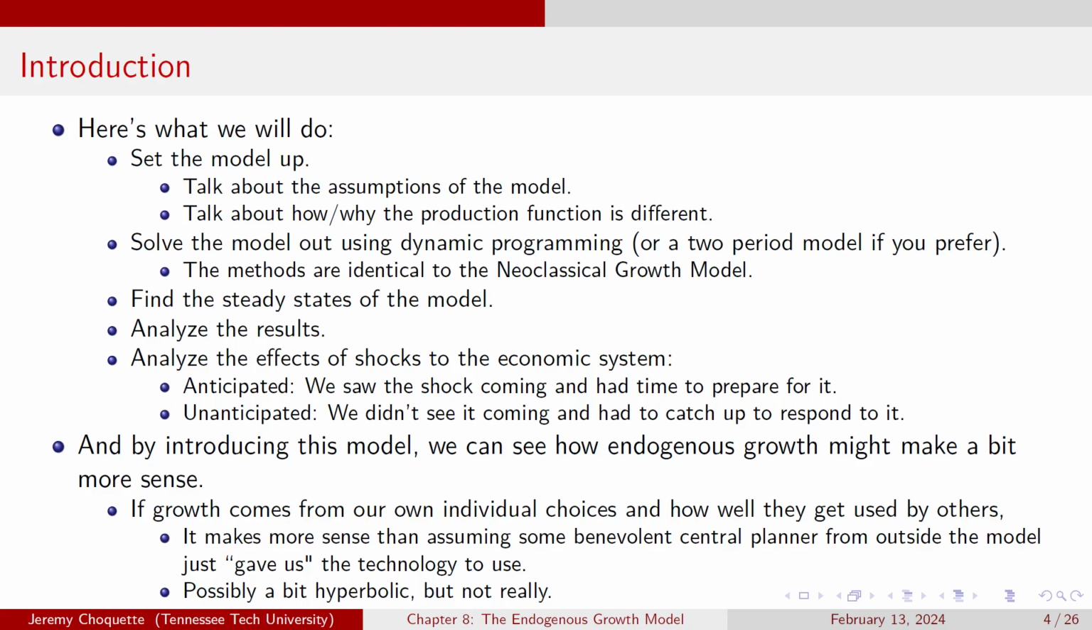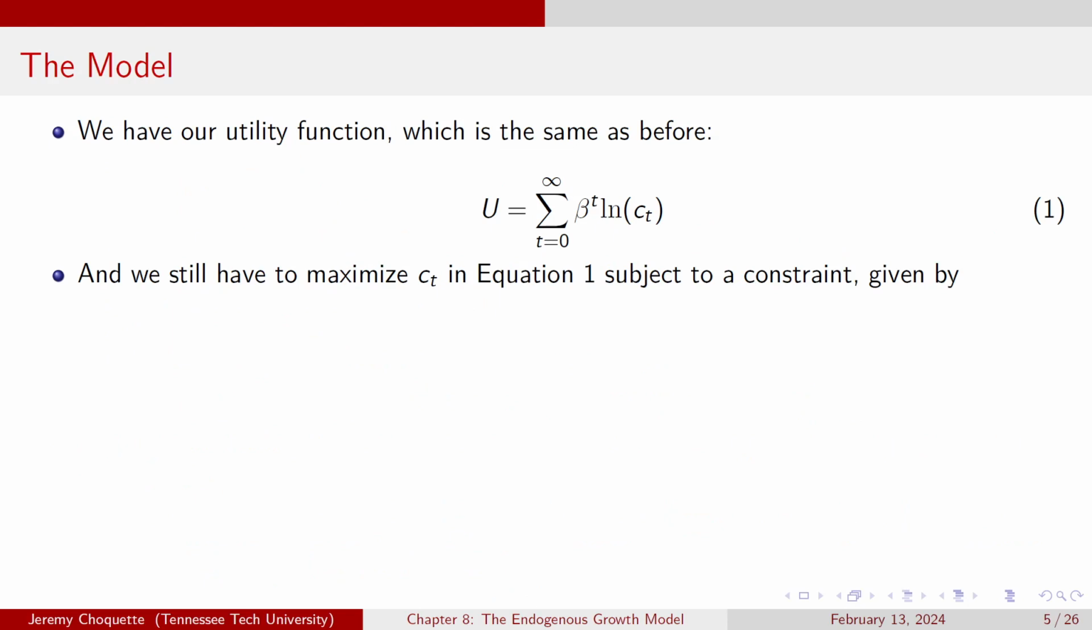If growth is coming from our individual choices and how well the results of our choices are being used by others, it makes a little bit more sense than just assuming some benevolent central planner from outside the model just gave us the technology to use. Maybe it's a little hyperbolic there, but it makes more sense to assume that growth comes from within the model rather than from outside as just a stroke of luck.